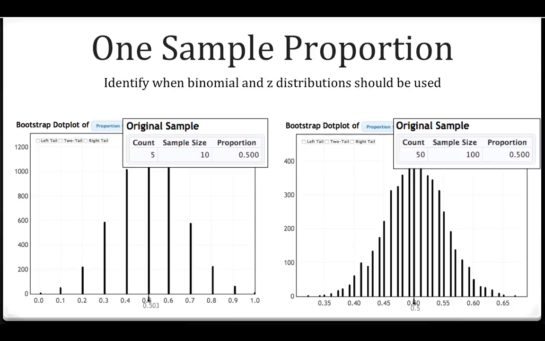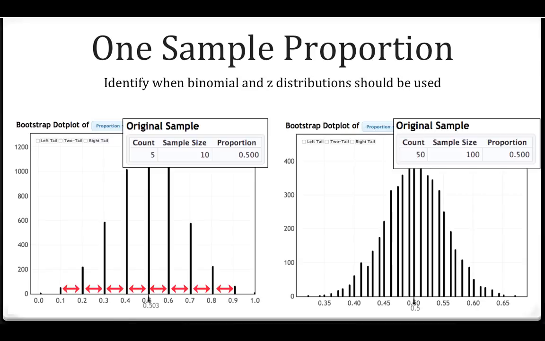Here are 2 bootstrap distribution plots that you can compare. On the left, we have a sample size of 10 and a sample proportion of 0.500. On the right, again we have a sample proportion of 0.500, but now we have a sample size of 100. Comparing these 2 distributions, we can see that the one on the right resembles a normal distribution, while the one on the left has rather large gaps between each of the possible counts.